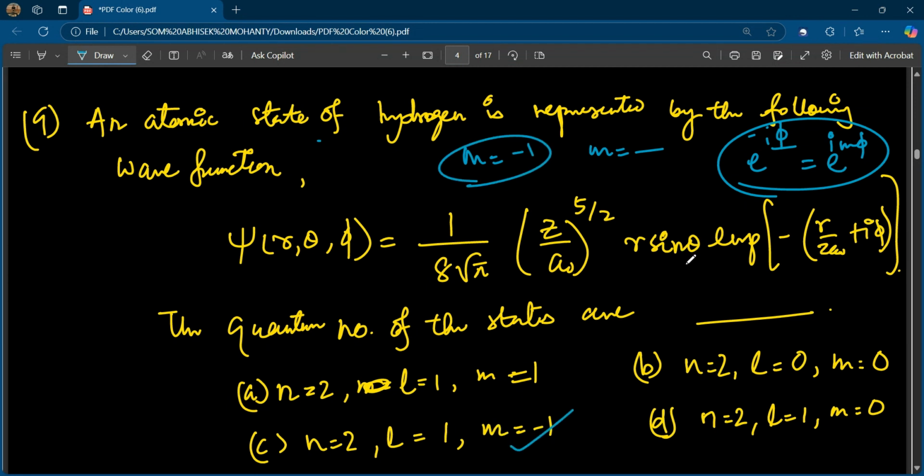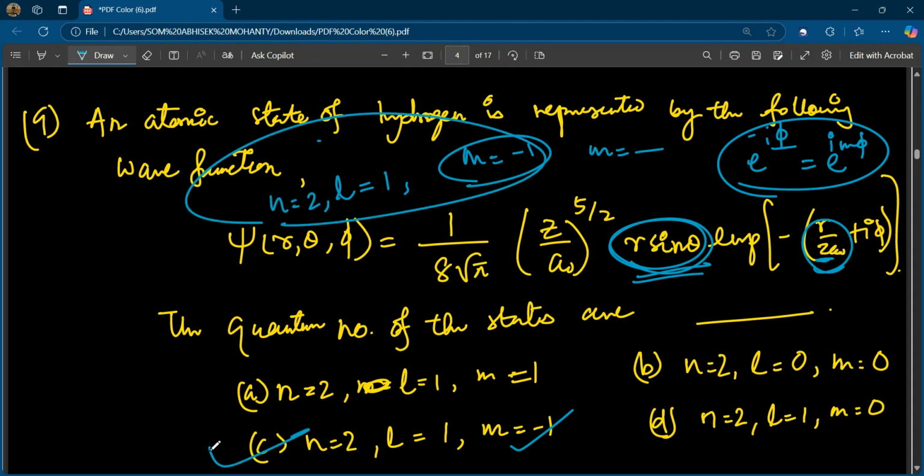Let's check the other ones. For L, only the theta terms. How many theta terms are there? Only a single theta term, so L is equal to 1. And the exponential term gives us n, so n is 2. So 2, 1, minus 1, option C. See how easy it is.